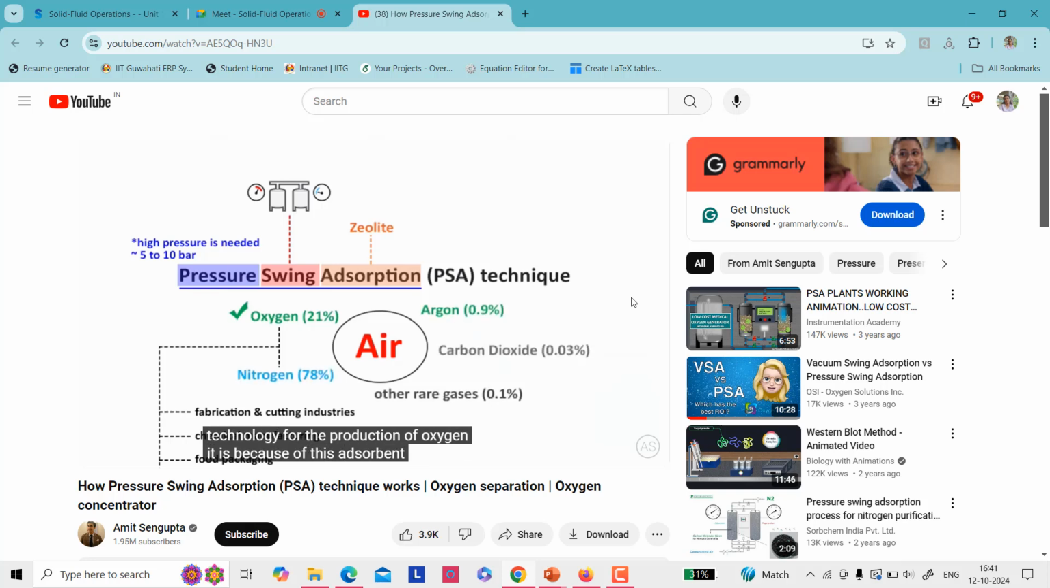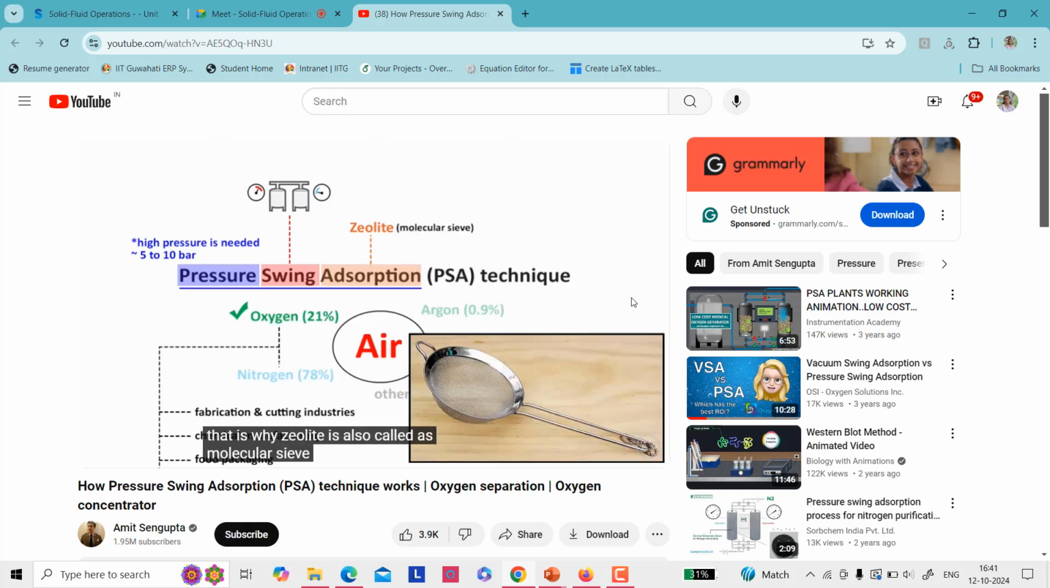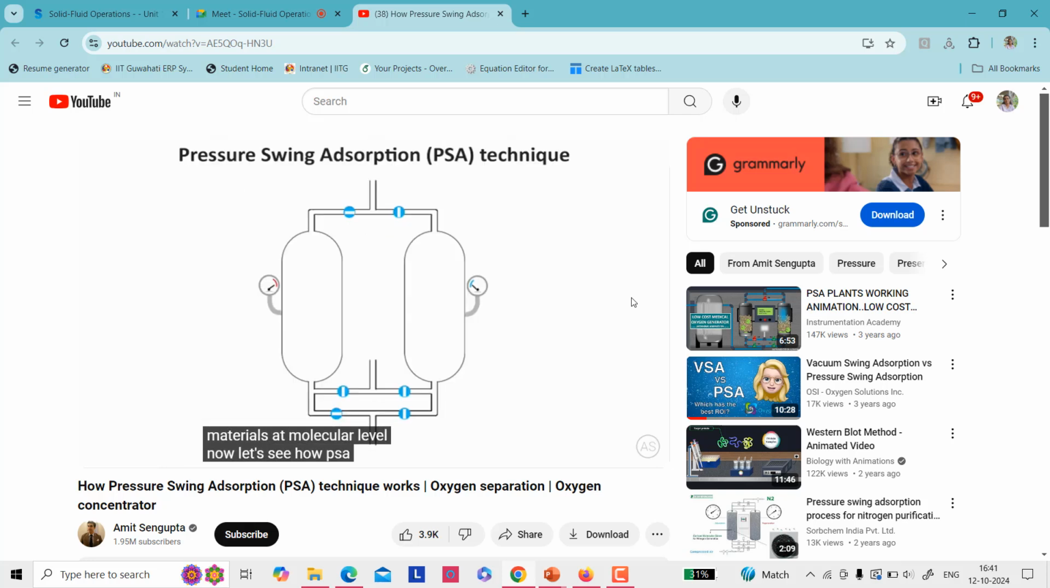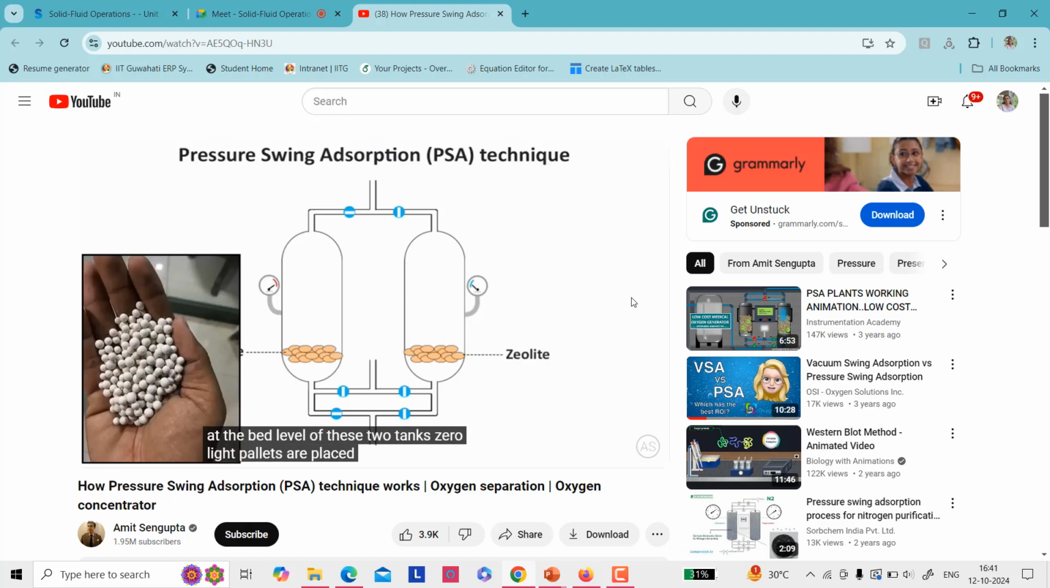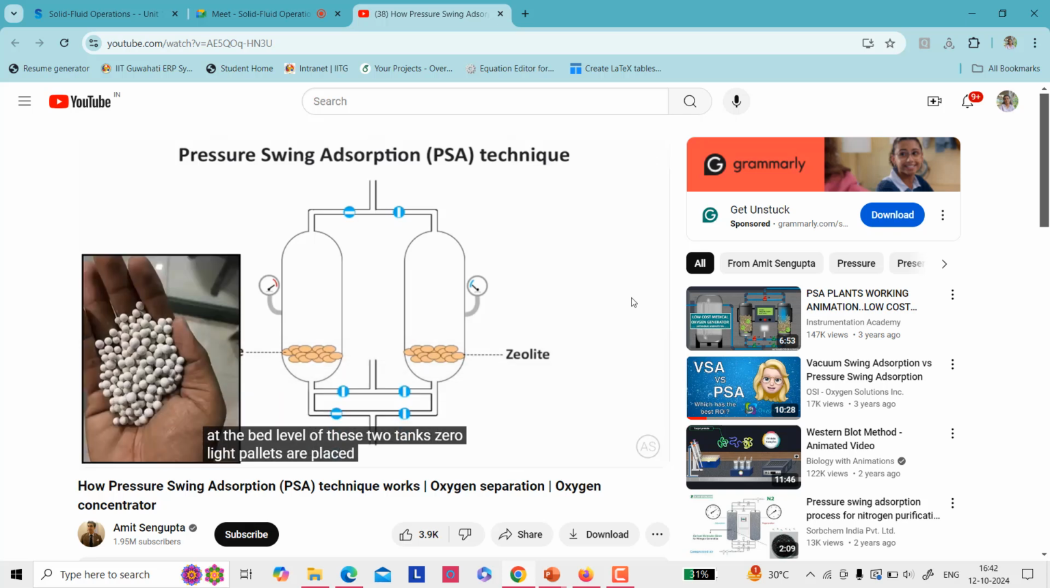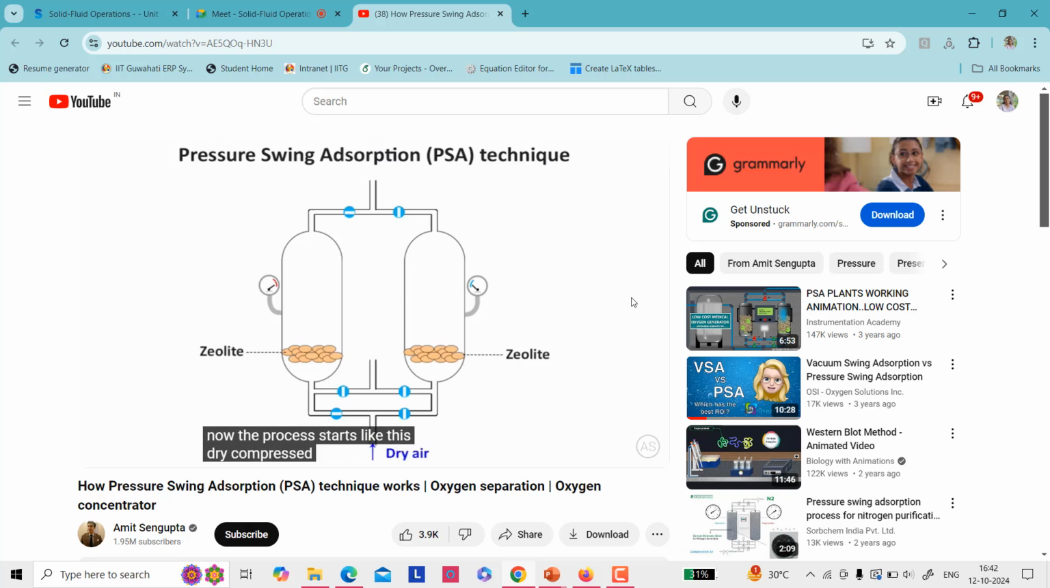You must have seen a sieve, like we use in the kitchen. At the molecular level, zeolite separates the material. Now we see how PSA works with pressurized tanks or vessels. At the bed level of these two tanks, zeolite pellets are placed. As I have said, it will act as an adsorbent. Now the process starts like this. Dry compressed air is blown through a valve to the first vessel, where the pressure inside the tank is built to reach around 5 to 10 bar, anywhere around 70 to 150 psi.